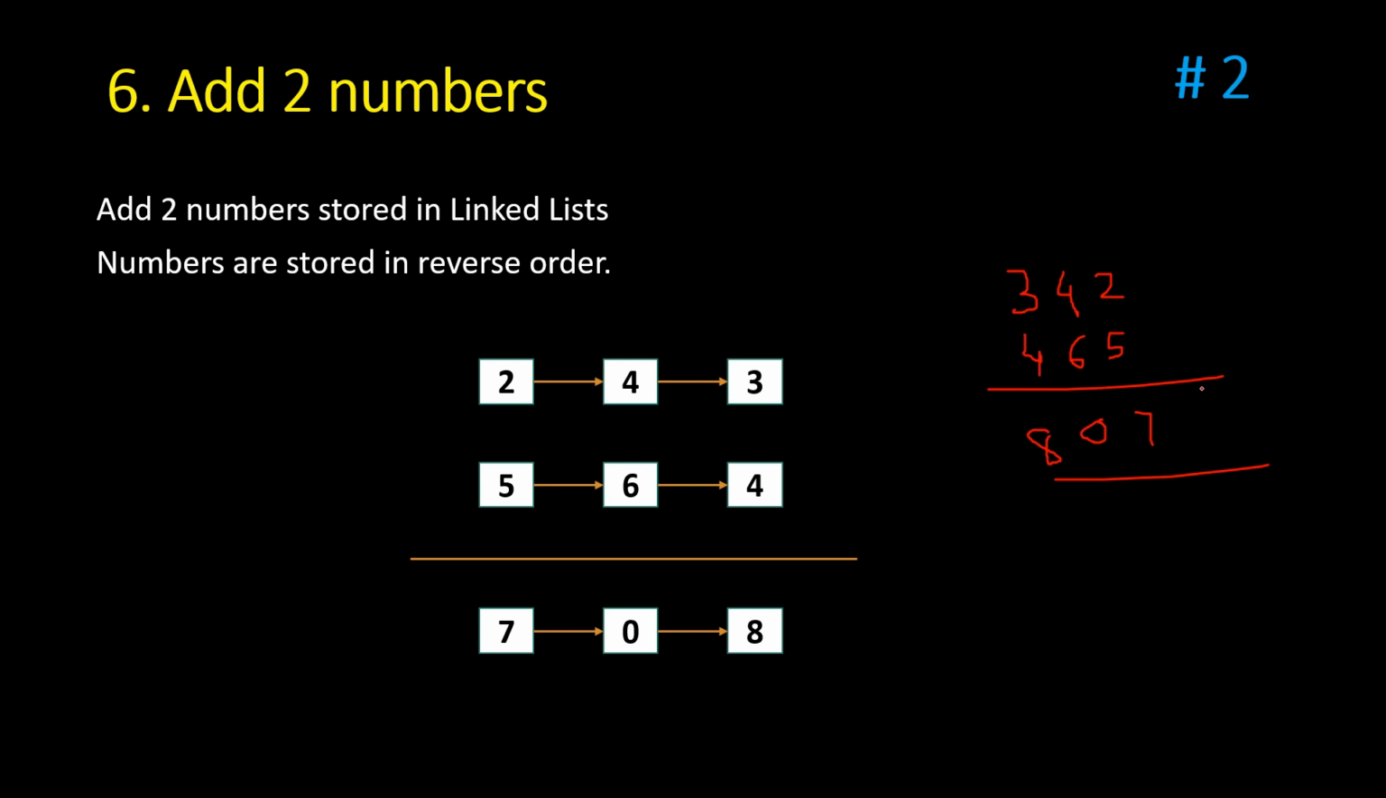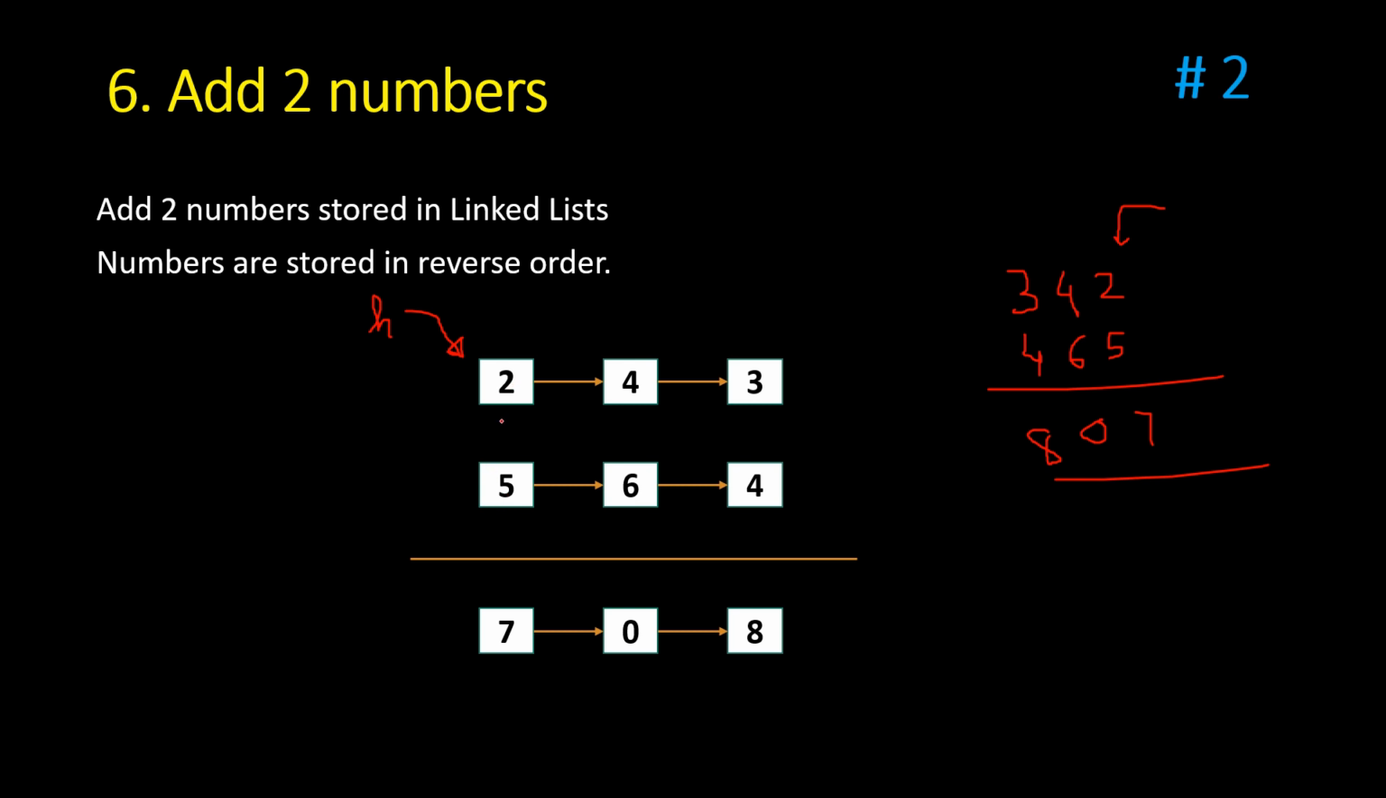So if the numbers are in normal addition, we add from right to left, least significant digit to most significant digit. In this case, it's reverse. So you can start from left to right. That's for ease of usage, since in the singly linked list we have access to the head, and we are allowed to go from left to right.